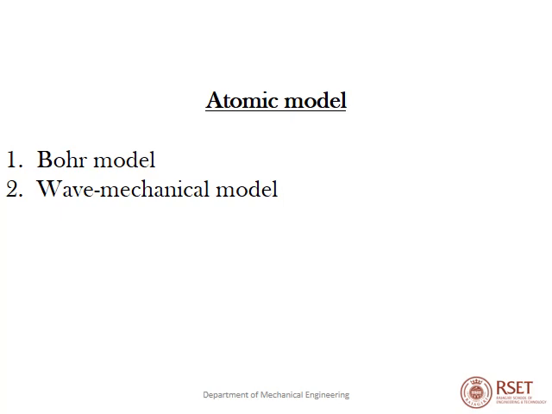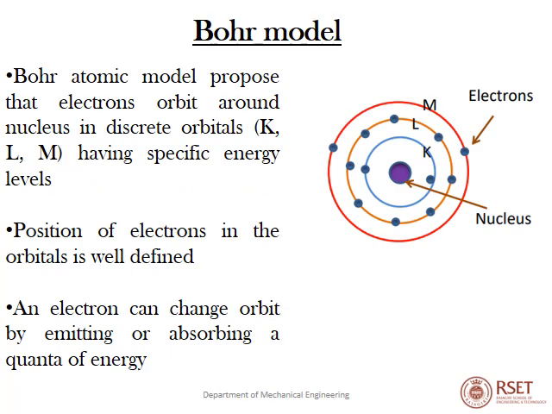So if you consider atomic models, there are two types, the Bohr model and the wave mechanical model. In the Bohr model, we can see the discrete orbits. The Bohr atomic model proposed that electrons orbit around the nucleus in discrete orbitals, thus K, L, M, N and so on, which have specific energy levels as well. Positions of electrons in the orbits are well defined. An electron can change orbit by emitting or absorbing a quantum of energy.